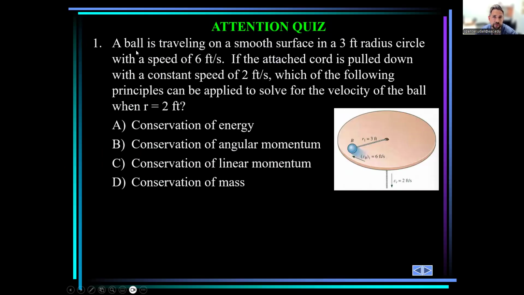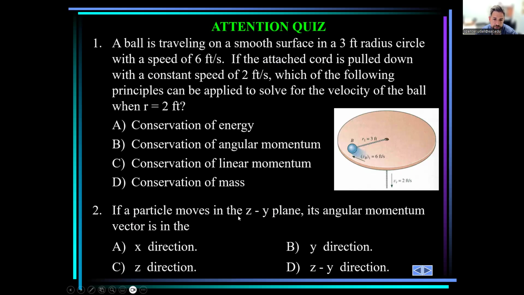Think about this one. If the ball is going around on this smooth surface while it's getting pulled in with this 2 feet per second radial cord force, what could you use to solve for the velocity of the ball when r equals 2 feet? Well, yeah, conservation of angular momentum would do it, right? That's the nice thing, we could just take its mvd starting and its mvd final, and there wouldn't be any actual applied moments, right? But its radius is changing, so its angular momentum would be changing, which changes its v, its actual velocity. Kind of interesting.